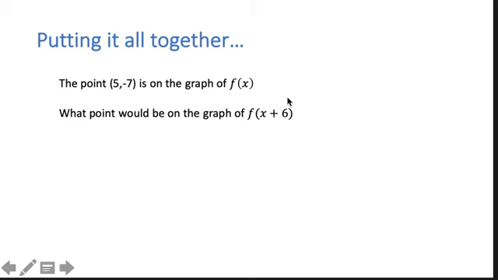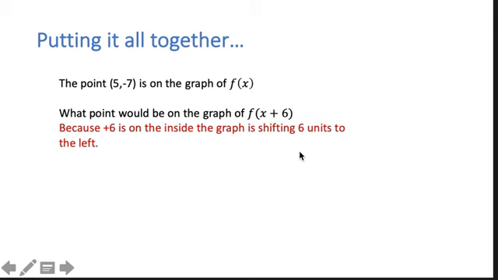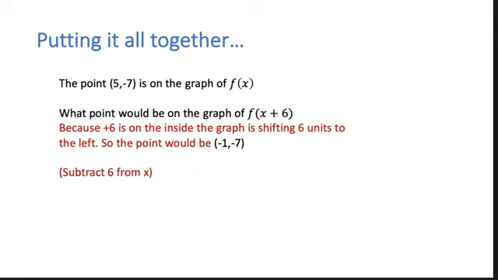Well, this plus 6 is in the parentheses. That's shifting my graph to the left 6 units. So if my graph is shifting to the left 6 units, I'm going to subtract 6 from x. So the x value is 5, and 5 minus 6 is -1. So the point on the graph would be (-1, -7). Try another one.